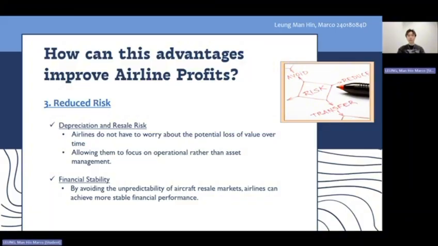and airlines do not have to worry about the potential loss of value over time, allowing them to focus on operations rather than asset management. And they can also have financial stability by avoiding the unpredictability of aircraft resale markets, and airlines can achieve more stable financial performance.